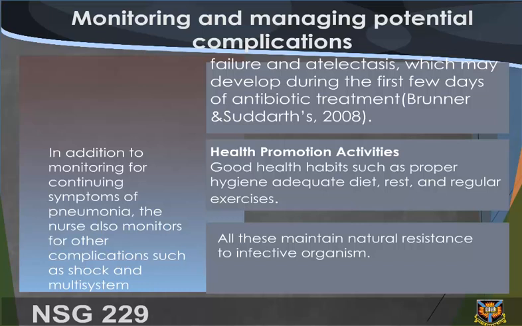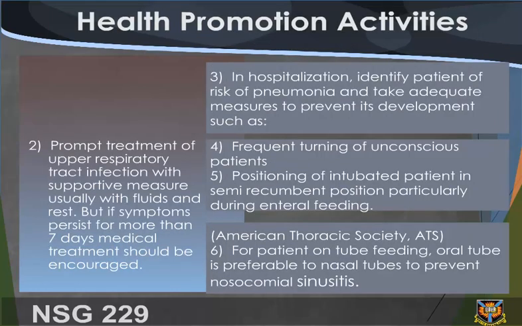Health promotion activities. Good health habits such as proper hygiene, adequate diet, rest, and regular exercise. All these maintain natural resistance to infective organisms. Health promotion activities. 2. Prompt treatment of upper respiratory tract infection with supportive measures, usually with fluids and rest. But if symptoms persist for more than 7 days, medical treatment should be encouraged.